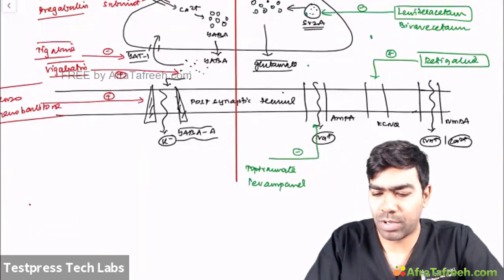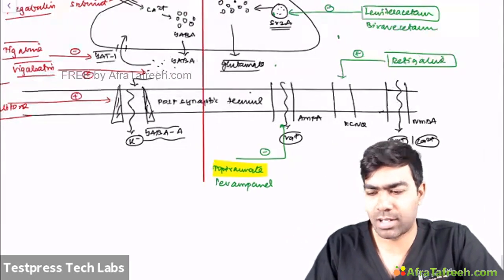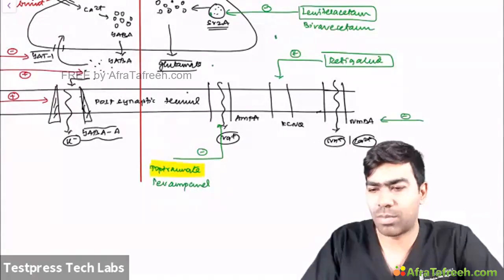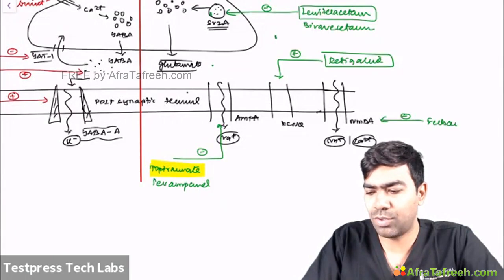And of course topiramate is going to be the most important and a very commonly used drug as far as Indian practice is concerned. And of course we have an NMDA receptor blocker as well, in the form of felbamate, a very rarely used drug in clinical practice, but still important to know.